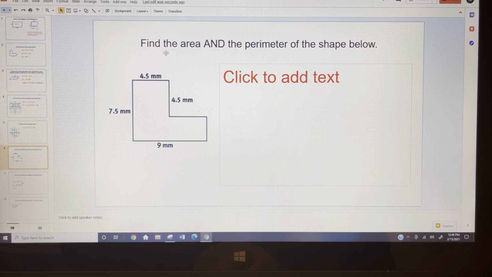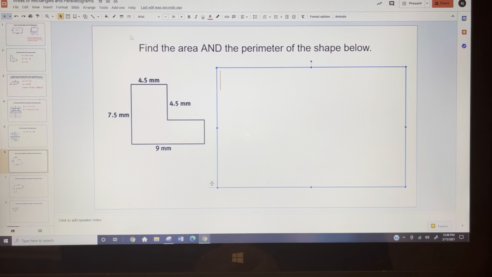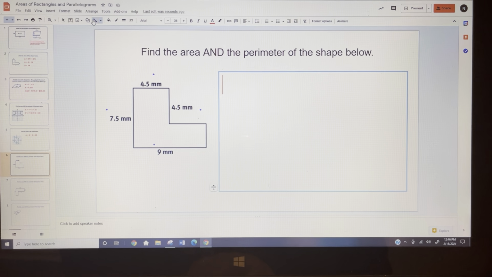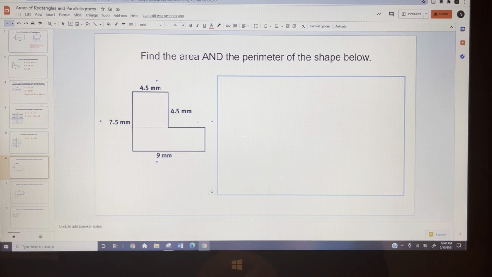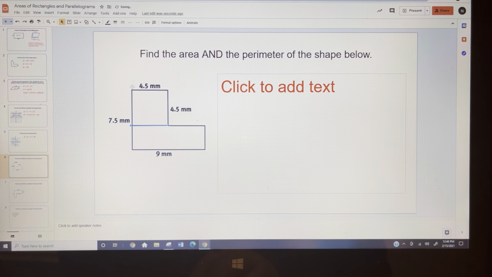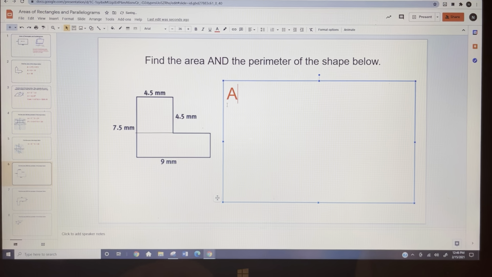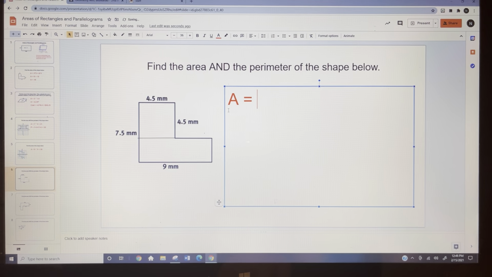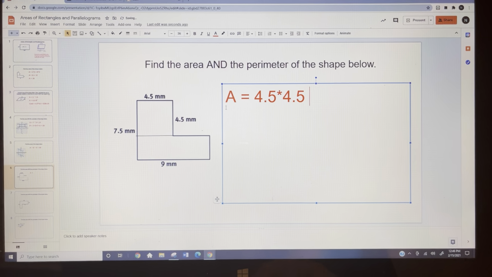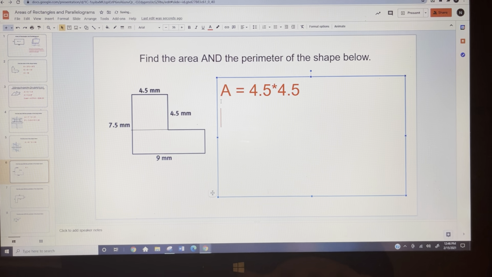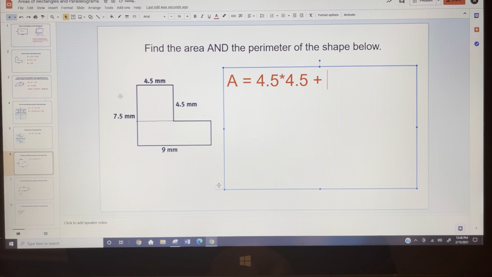Okay, for this next one, it says find the area and the perimeter of the shape below. Okay, for the area, remember that you can break this into two different rectangles. Okay, this one actually ends up being a square because it's 4.5 and 4.5. So the area of the top one, base times height, 4.5 times 4.5. Okay, plus I need the area of the one on the bottom.